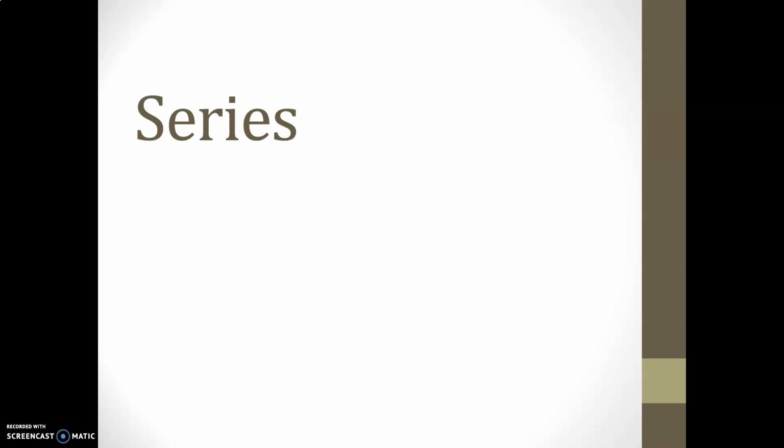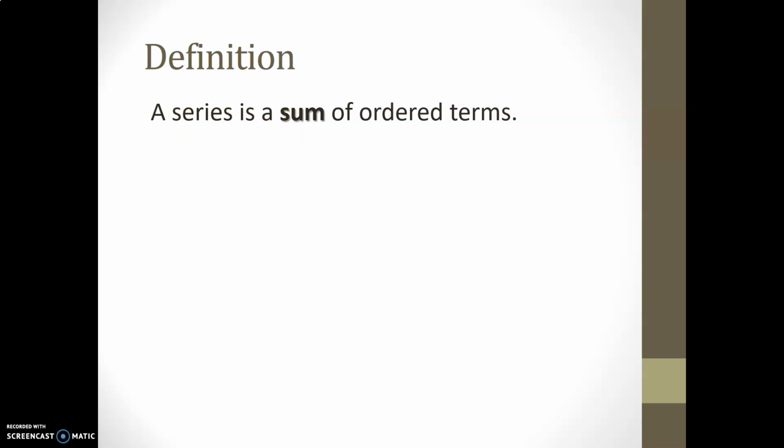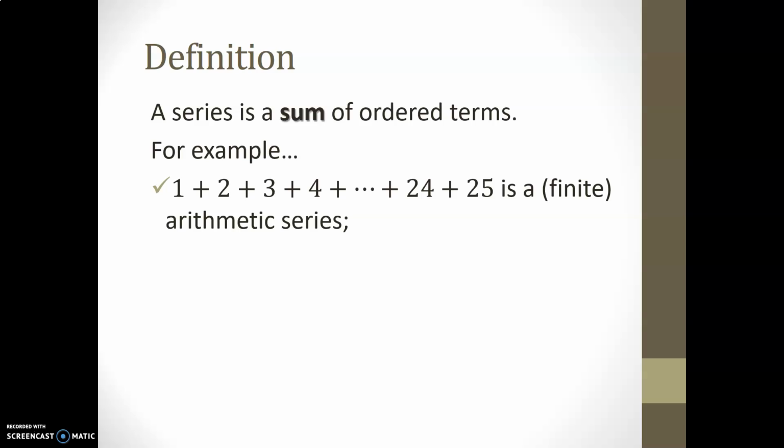Hello everyone. We're now going to begin our analysis of the section on series. By definition, a series is a sum of ordered terms. For example, the sum 1 plus 2 plus 3 plus 4 plus 5, etc. up till 25 is a finite, what we call arithmetic series.